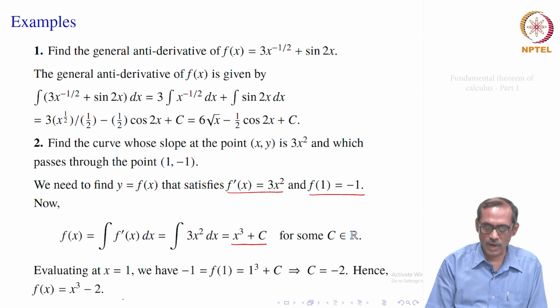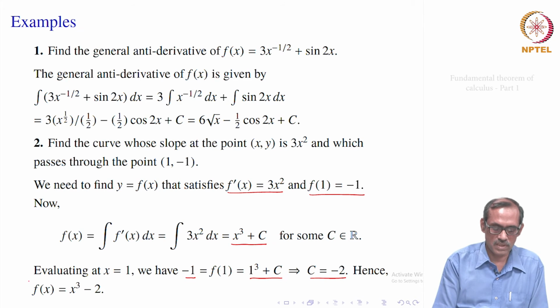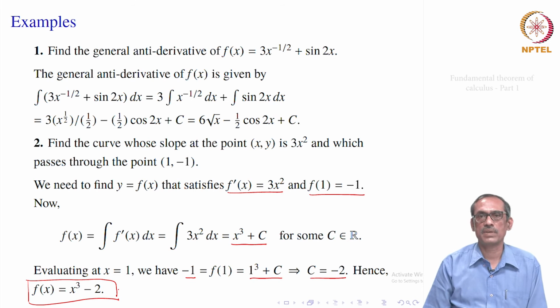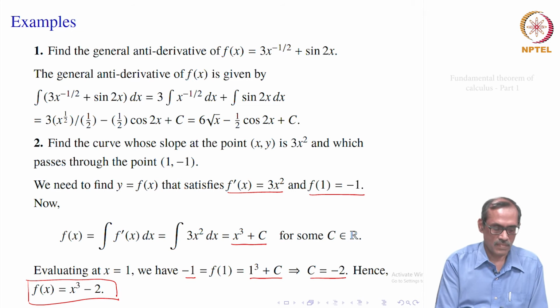So, when you take f of 1, this gives on the left side minus 1, on the right side you get 1 cubed plus c. So, c equal to minus 2. Hence, f of x is equal to x cubed minus 2. That is how simple differential equations, whose derivative is known and a point where the curve passes, can be solved. Okay. Let us go to another example.